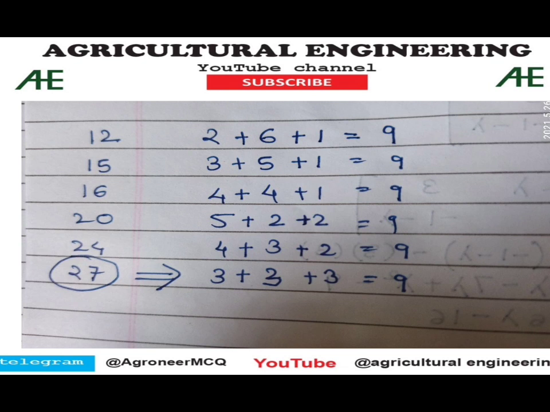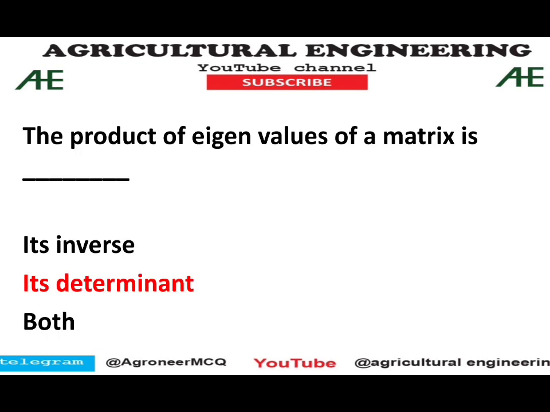5 plus 2 plus 2 is 9, their product is 20. And 4 plus 3 plus 2 is equal to 9 and their product is 24. And 3 plus 3 plus 3 is equal to 9 and their product is 27. That means when the numbers are changing, their sum remains constant, but when the numbers are equal, their product is highest. The product of the eigenvalues of a matrix is its determinant.